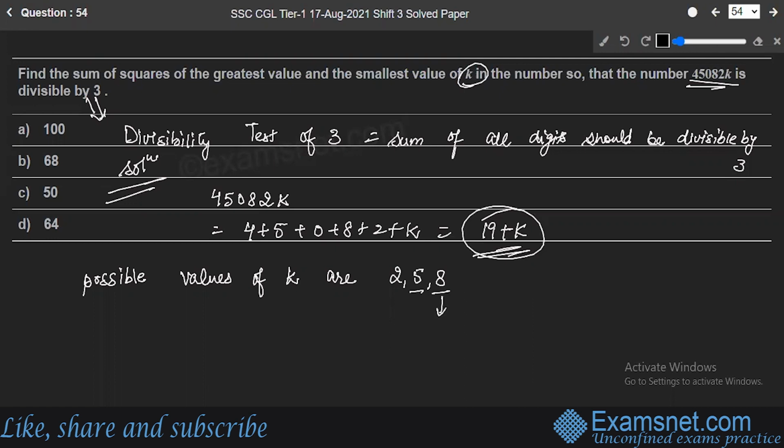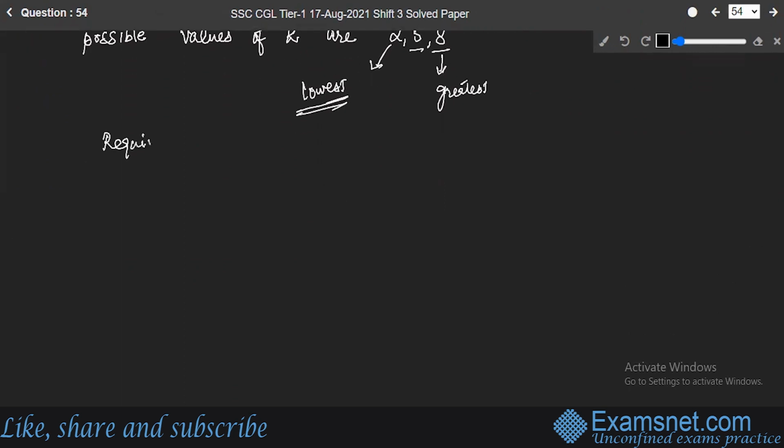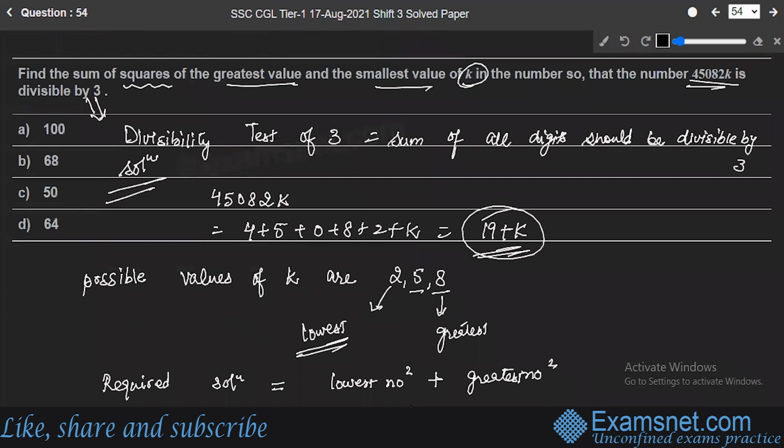So therefore, 8 is the greatest possible value and 2 is the smallest possible value. What do you have to find out in the question? You have to find the sum of the squares of the greatest and the smallest values. So the required solution is lowest number square plus greatest number square. The lowest number is 2, the greatest number is 8. That means 4 plus 64, which is equal to 68. And this is my answer. Let's check. Option B is the correct answer to our question. Hope you are clear with this.